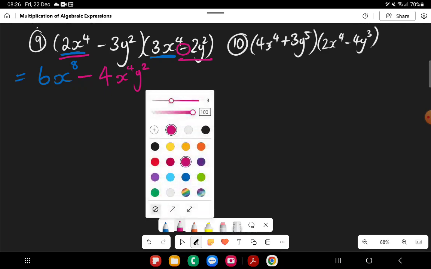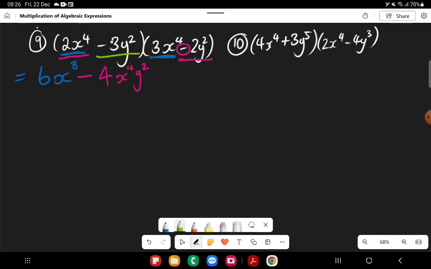Now we are going to do inner, which is this one. Don't forget the minus, and that one. Minus and plus is minus. 3 times 3 is 9. x4, y2. Remember, we write in alphabetical order, so x comes before y. And last with last is that one. Don't forget the minus. And that one, don't forget the minus. Minus and minus is plus. 3 times 2 is 6. y2, y2. So we add them up and it becomes y4.